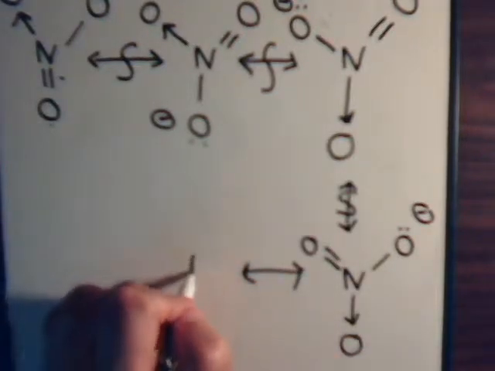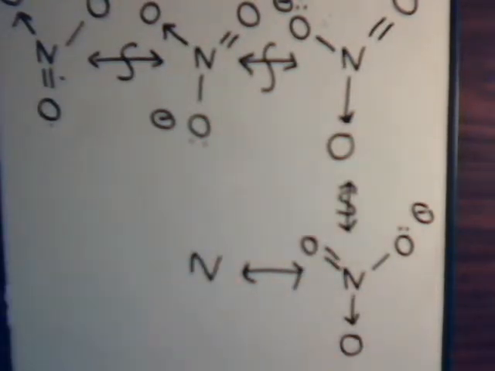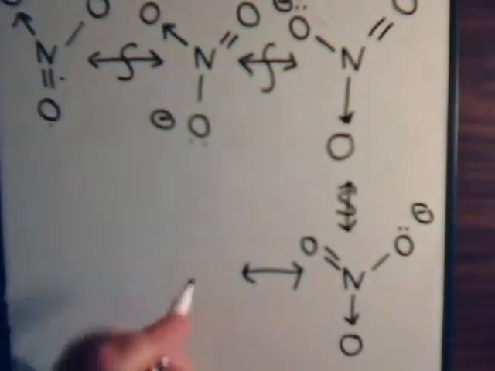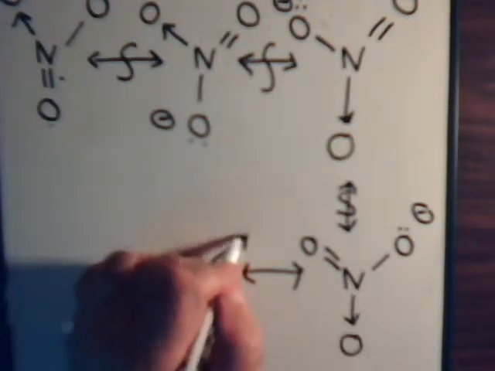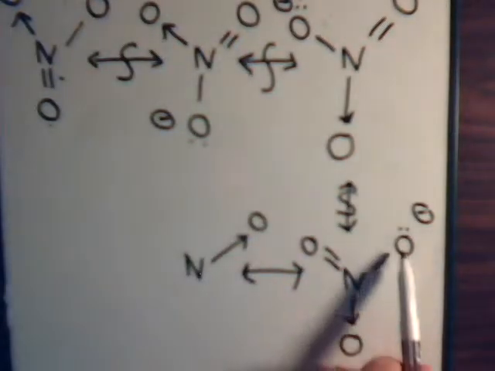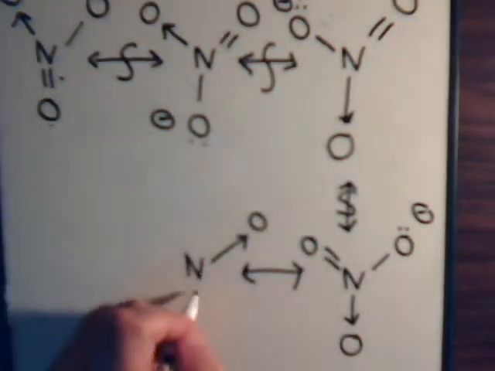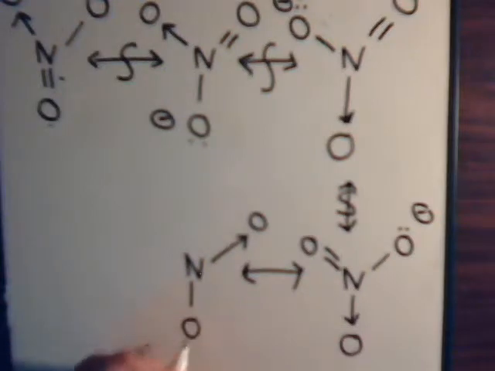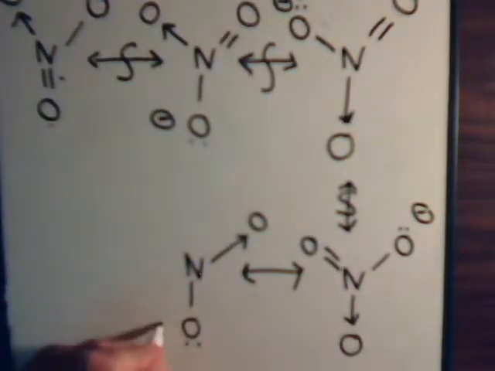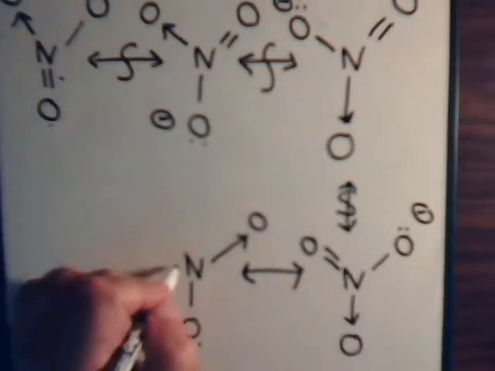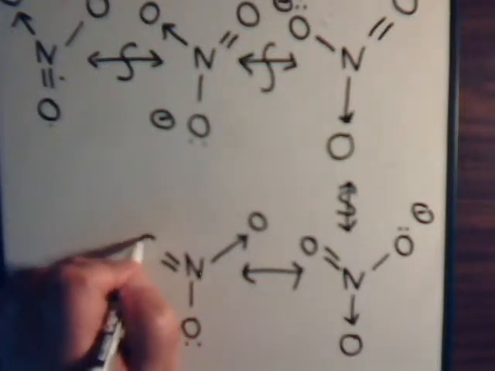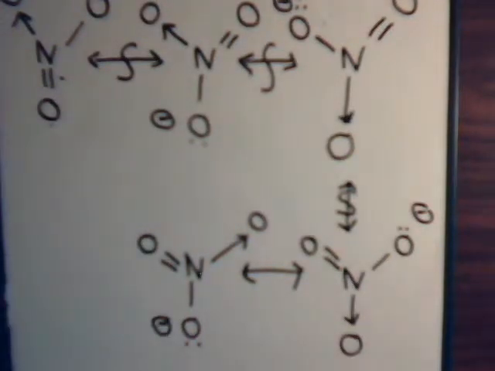So now we have nitrogen. We're going to need a little bit more room here. Coordinate bond to this oxygen. Lone electron pair, negative charge on that oxygen. Again, we explained that in more detail in the previous video, and our double bond to oxygen.